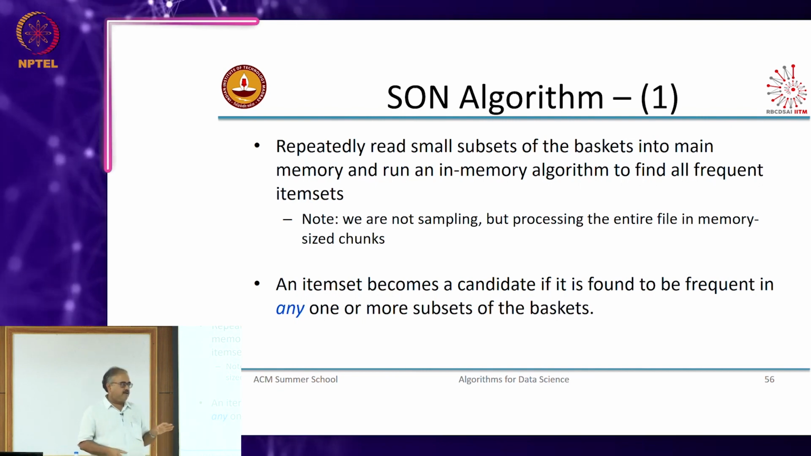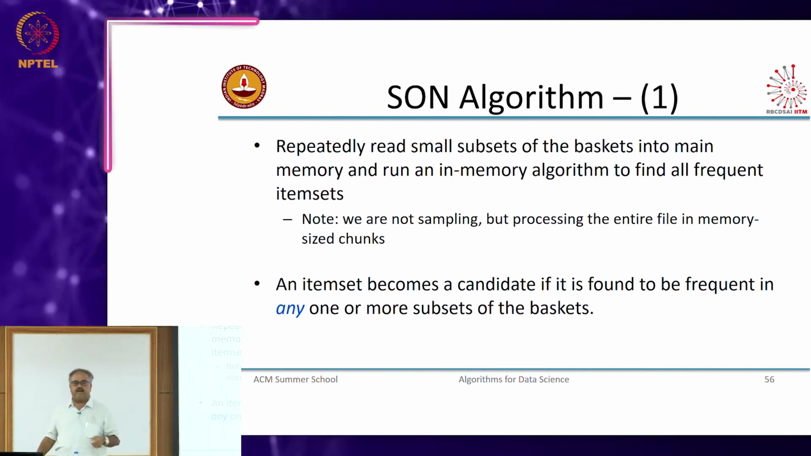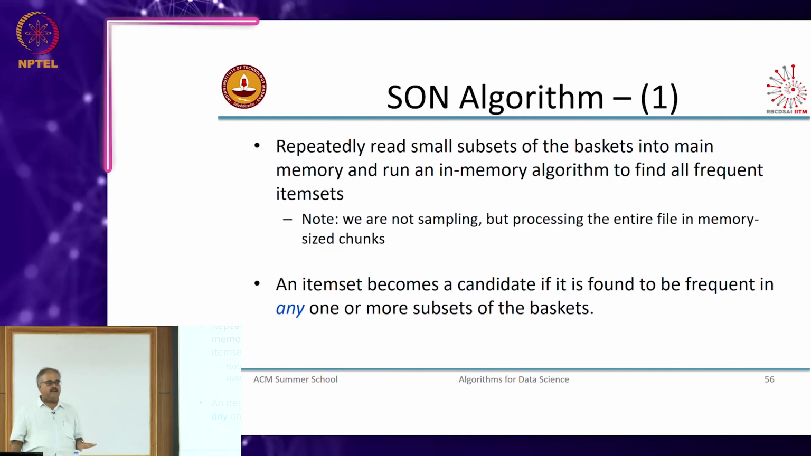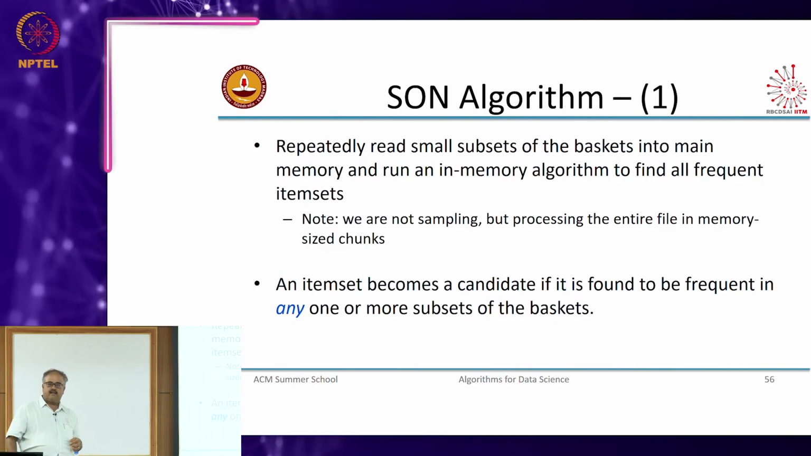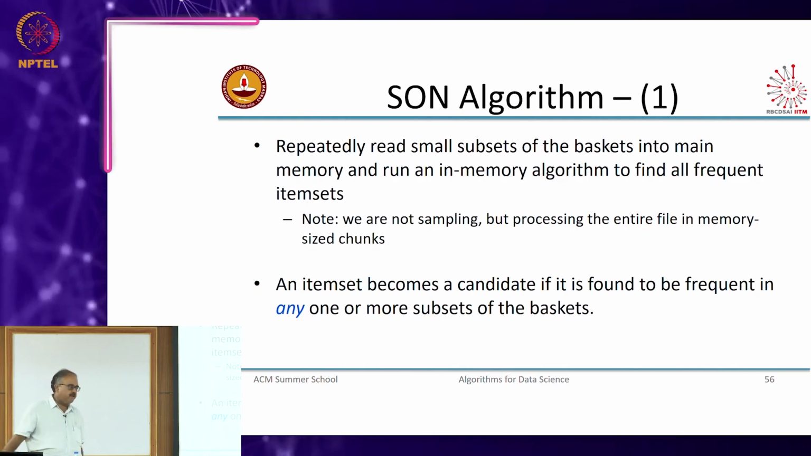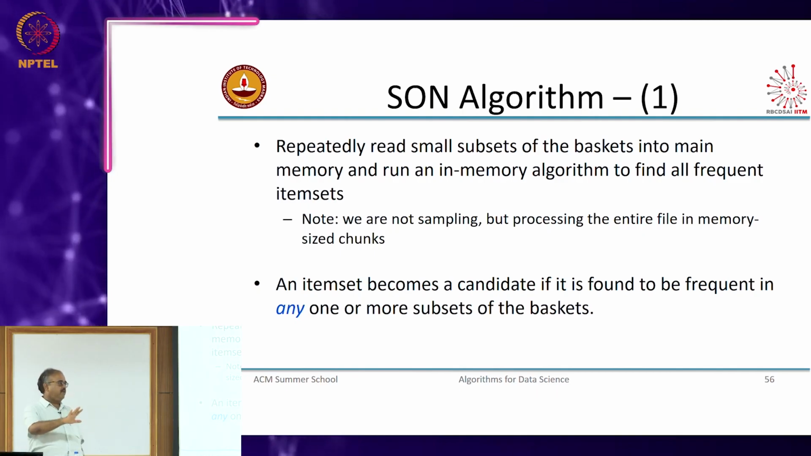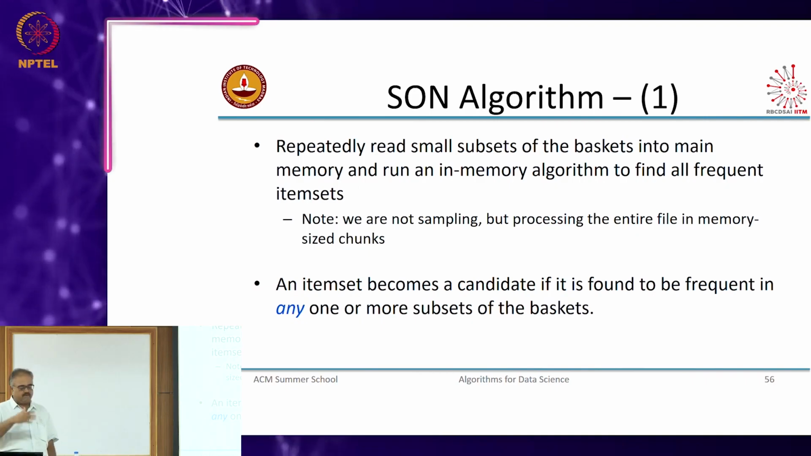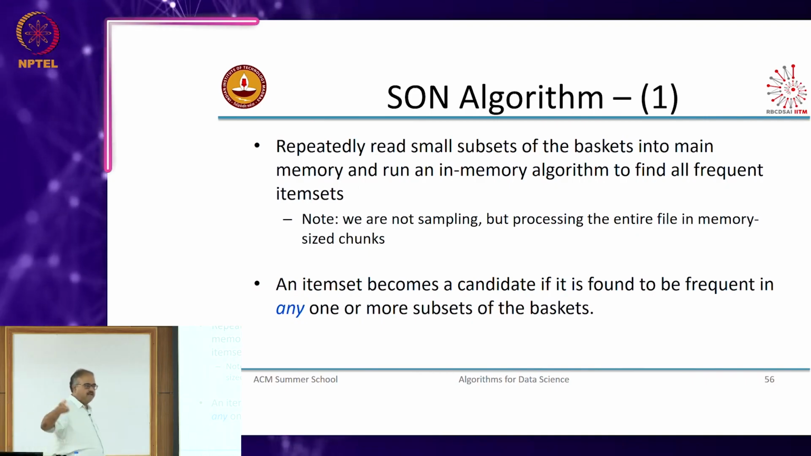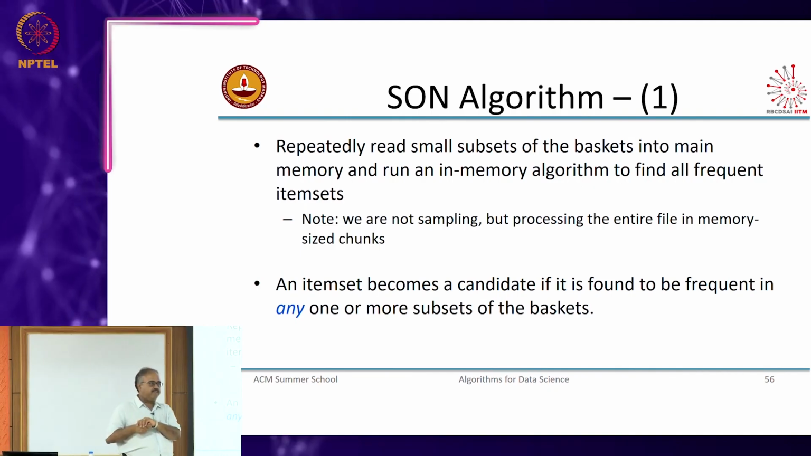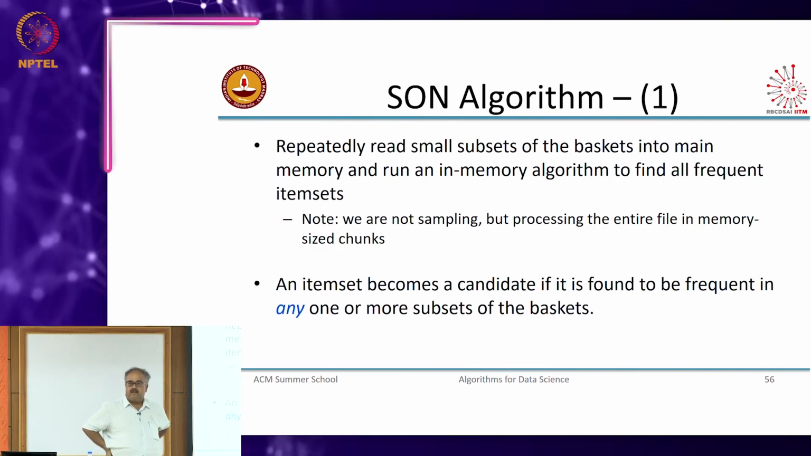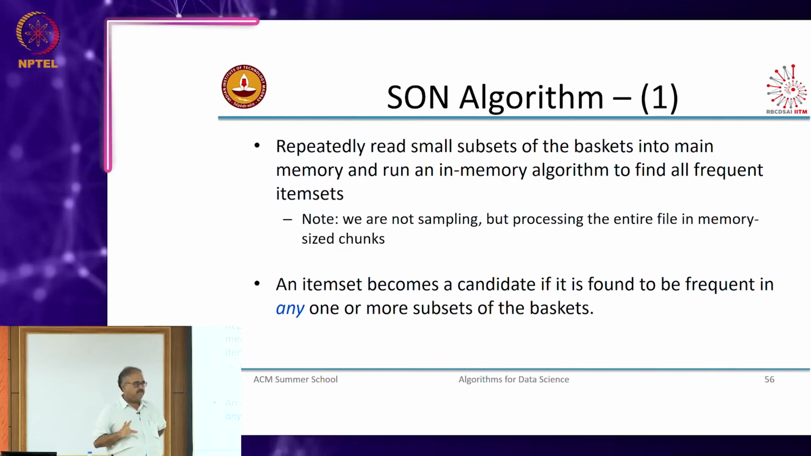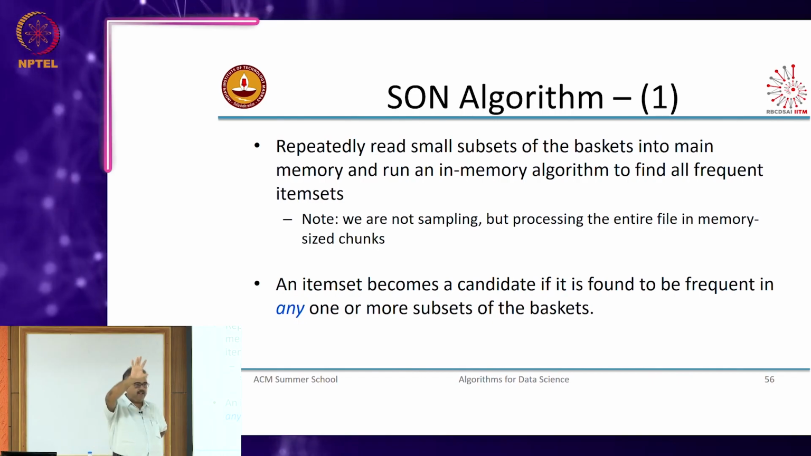Then remember which are all the frequent things, and keep it aside. Sample another chunk, run your a priori on it, and find all the frequent pairs, or whatever frequent tuples, any k tuple, and keep that aside. Keep doing this until your entire data is read. Now, this constitutes 1 pass through the data. You have read the entire data.